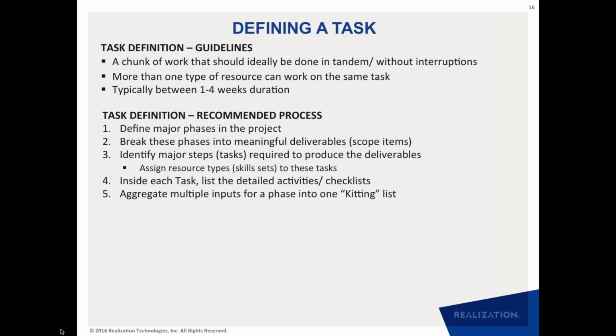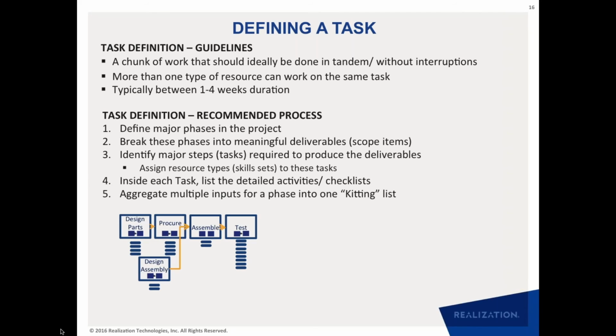And the process that we recommend is that instead of starting bottoms up, start top down, which means start at the phase level, because any project, if you look at it, everyone knows what the phases in the project are. And for each of these phases, you define meaningful deliverables on the left-hand side that we saw, which we are calling the scope items. And you pick up each scope item and define the major steps that are required to produce those deliverables. And then inside those tasks, you can list the detailed activities, and you can aggregate all the inputs that are coming into the project plan into one kit list, one full kitting list, right?